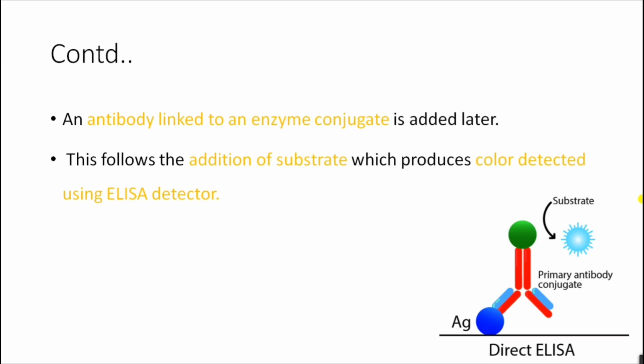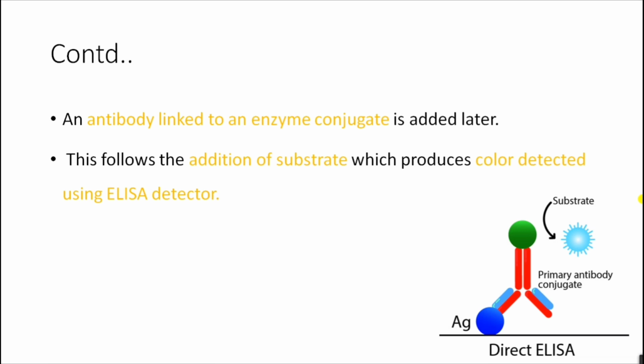Before detecting the colored end product, we have to stop the reaction, or else the reaction will keep occurring and the color may vary. So you have to add 0.1 normal H2SO4 or HCl as a stop solution for the ELISA.